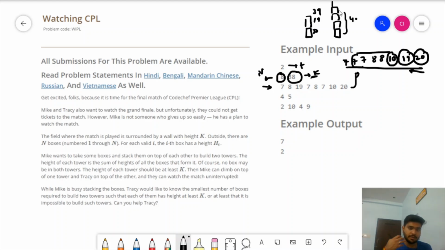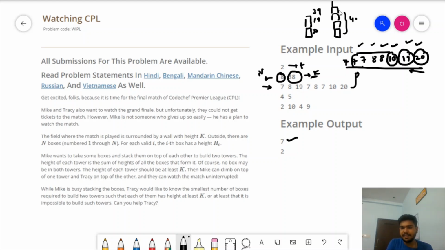There are certain other permutations also, such that we can take 20, 10 and 8 together to form a tower of 38 height, and then 19, 7 and 7. Any possible combination can be fulfilled, and the minimum number of boxes required will be 7 in this particular case.